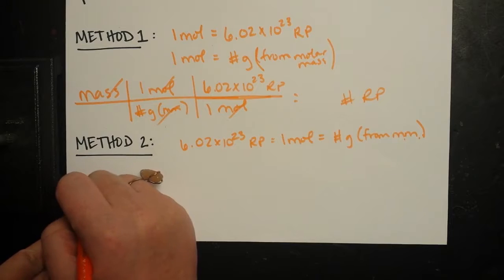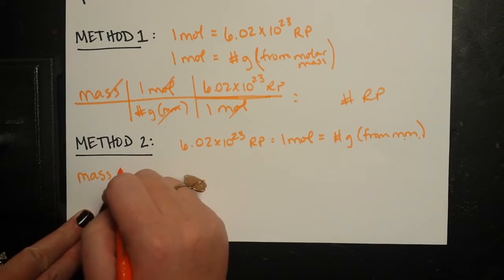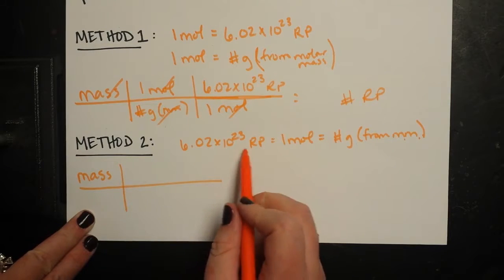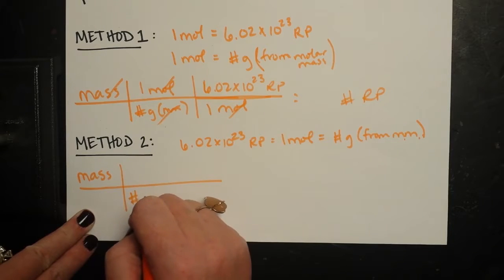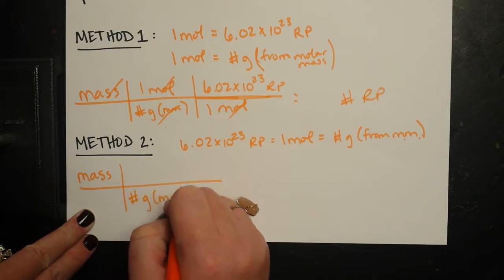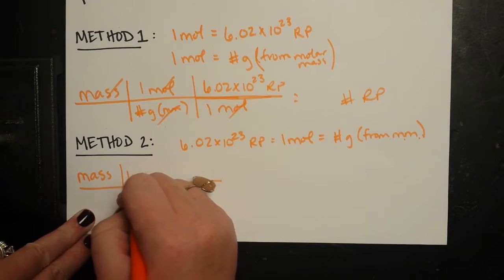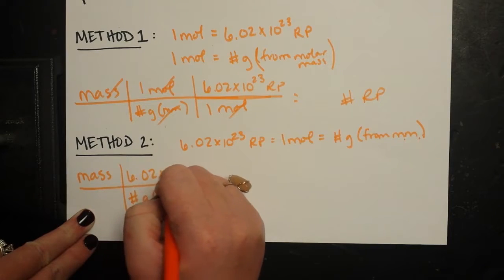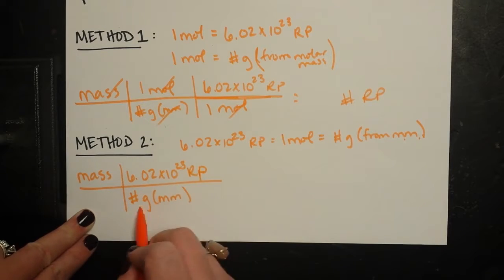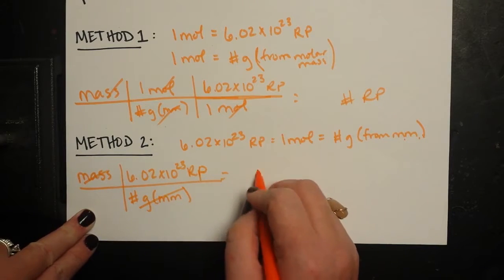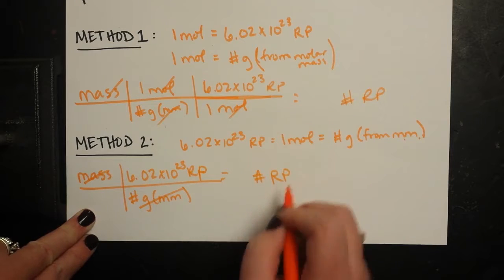So here, if you're starting with mass, you can use these two as a conversion factor. You're still going to divide by the number of grams for molar mass, and multiply by Avogadro's number of representative particles. So your grams still cancel, and you're left with number of representative particles.